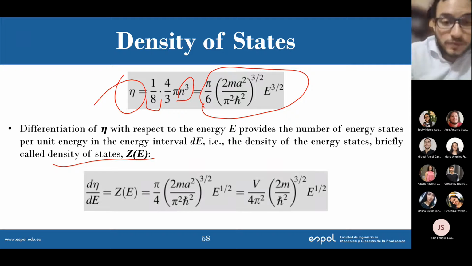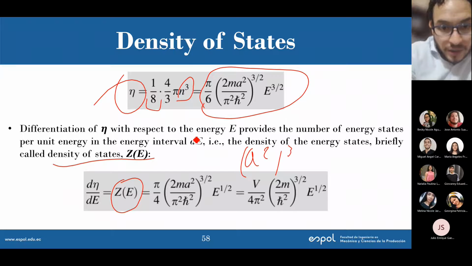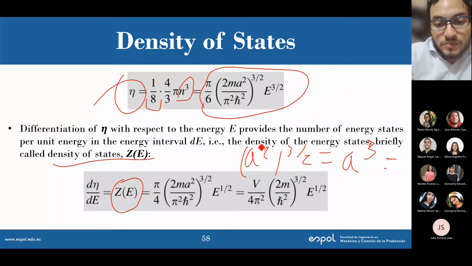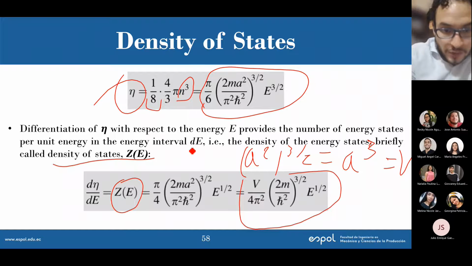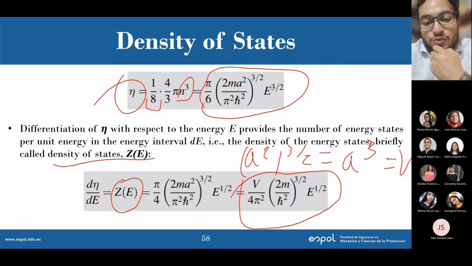So just take the derivative of the number of states with respect to the energy, and you get the density of states. And now you're going to see something interesting here. A cubed, right? It's basically a squared to the 3/2, so that's basically a cubed. And what is a cubed, guys? The volume, right? So that's why you see a V there. It's just because it's replacing a cube.